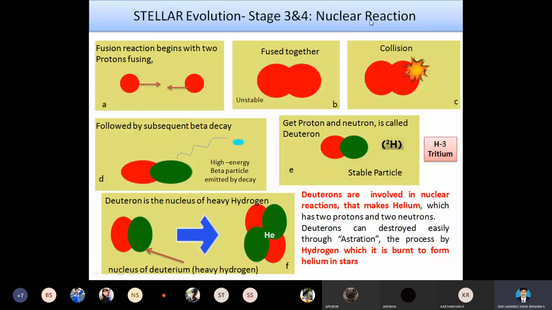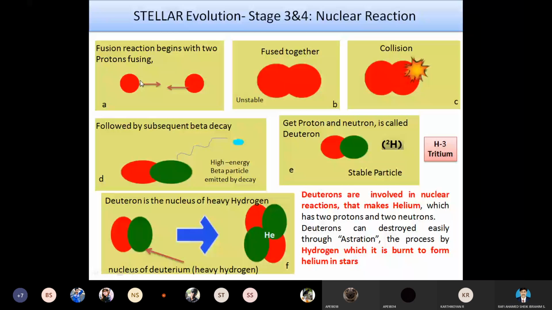See, the nuclear fusion reaction is nothing but fusion taking place between two protons. From this slide, we can say that the nuclear fusion reaction begins with two protons fusing with each other. Here we have one proton, and here we have another proton. These will fuse with each other, attract each other, collide with each other. When these two protons fuse, they become an unstable medium, and later a collision takes place.